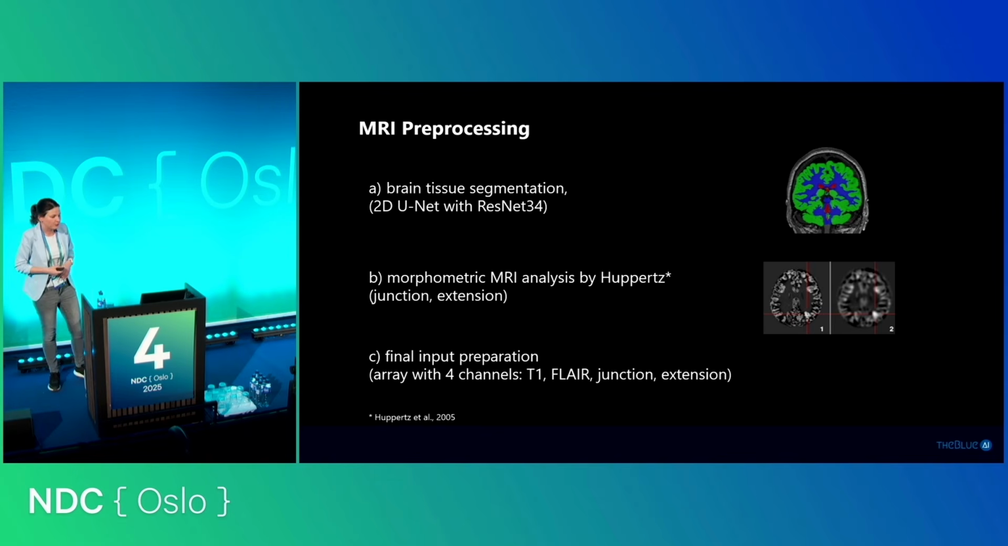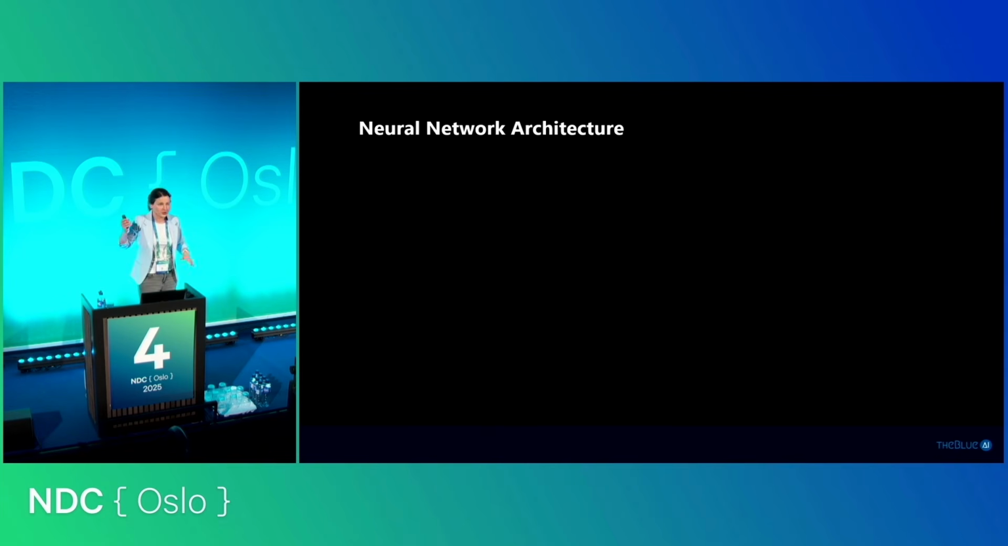And finally, we have prepared our inputs. So we have right now the 4 channels, meaning the T1 FLAIR. We also have the junction and extension, and we applied standard methods in machine learning, such as padding, cropping, etc. So now is the moment when we can go to training our machine learning model.